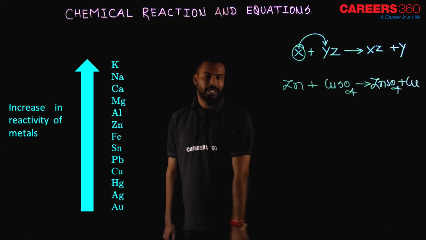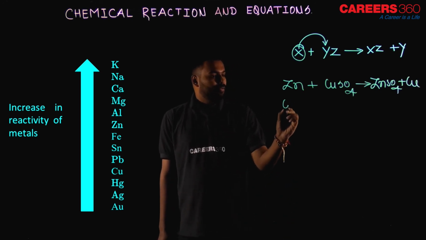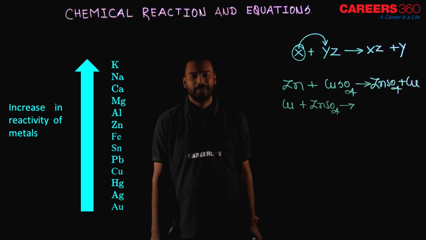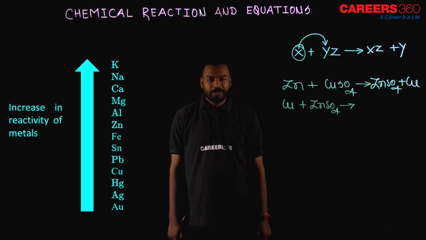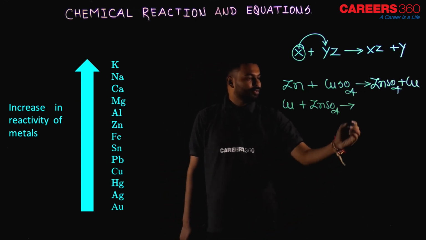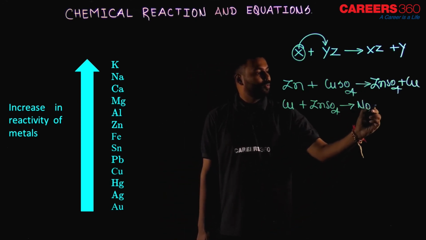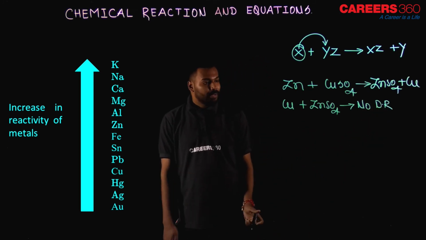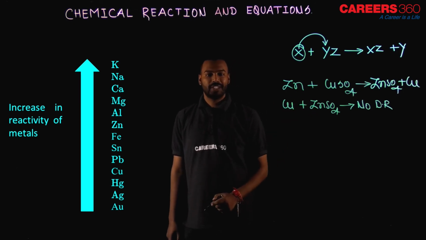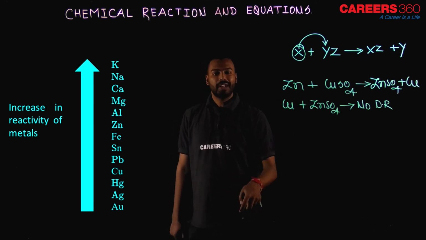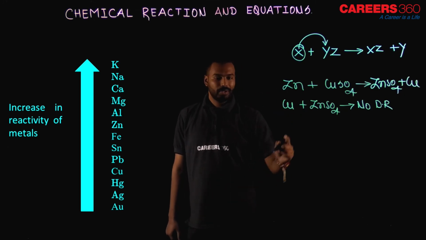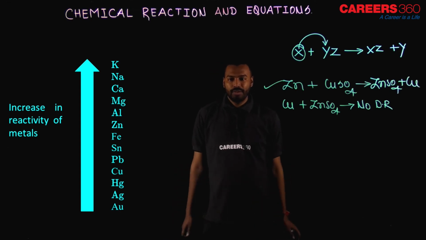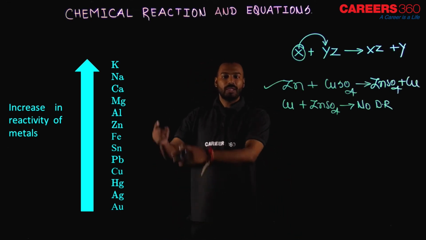One more idea: Cu plus ZnSO4. Now what will happen? Dear student, displacement reaction is not possible now. No displacement reaction, in short. Why no displacement reaction? Because copper is not more reactive than zinc. Copper is less reactive, so how can copper replace zinc? So this time no displacement reaction. Understanding or not? This is how we can know who is more reactive and who is less reactive with the help of this series.